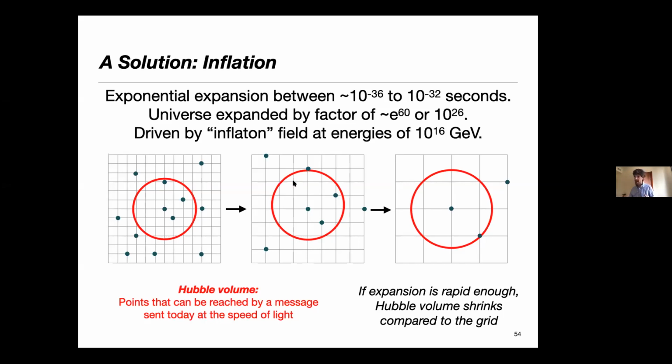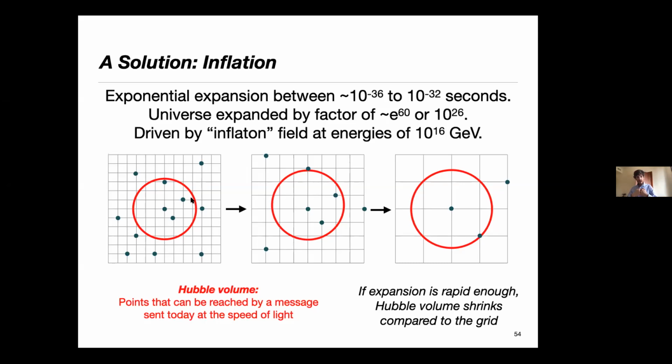And when you do that, you can push the points, push the observers, to make it look like they never could have communicated with each other. They're outside of the red circle. But in the past, when everything was much closer together, they could have communicated. So the idea of inflation is that at early times, everything was in thermal contact, in causal contact. That's why that part of the sky knew what temperature that part of the sky was at. They were actually connected. They could send messages to each other at the speed of light.